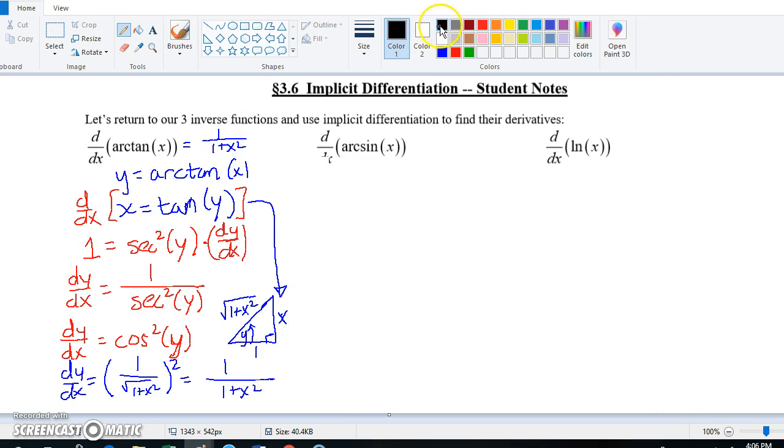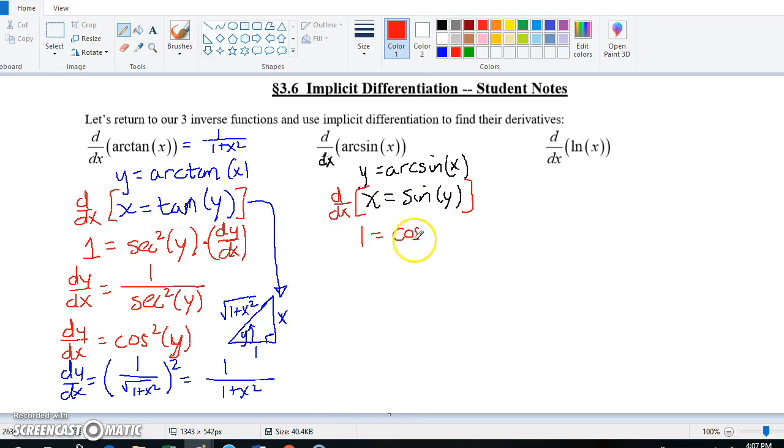Okay, let's repeat this process with the arcsine function. y is equal to the arcsine of x. We're going to rewrite the arcsine function to be x is equal to the sine of y. We're going to differentiate both sides of this equation. 1 is equal to cosine of y times dy/dx. We're going to isolate dy/dx. And we could call that secant of y.